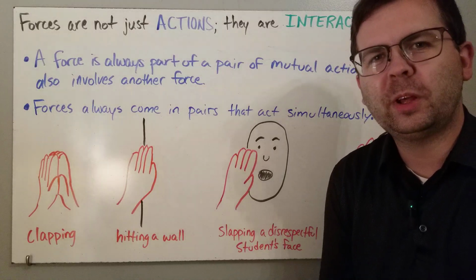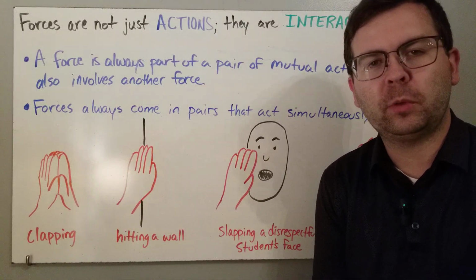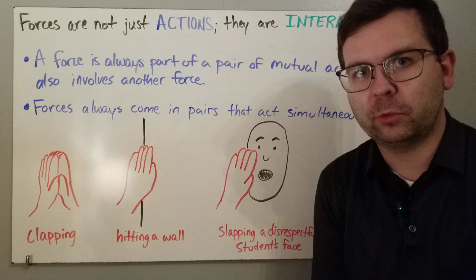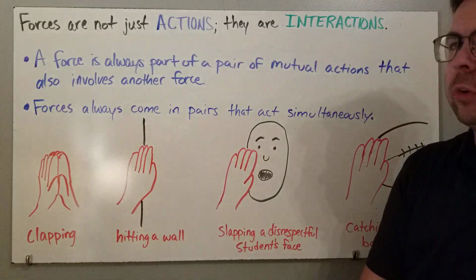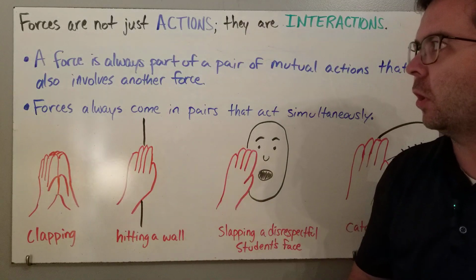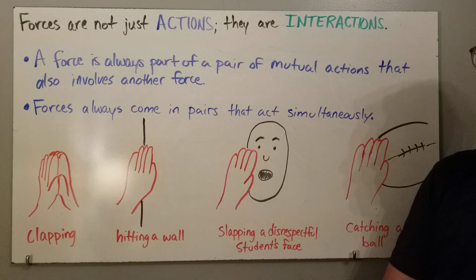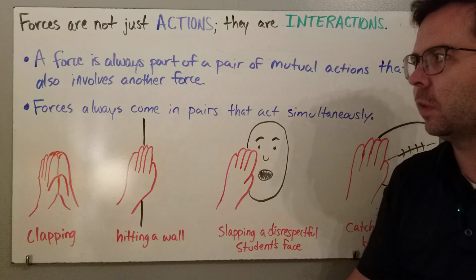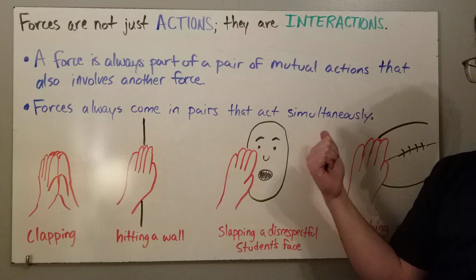Hi, this video is about making sense of Newton's third law of motion. We start by talking about forces. Forces are not just actions, but they are interactions. A force is always a part of a pair of mutual actions that also involves another force. In other words, forces always come in pairs that act simultaneously.